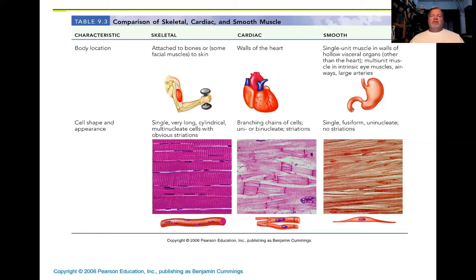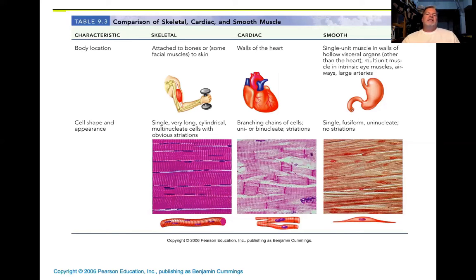Okay, muscle functions. I've already said that skeletal muscle is responsible for all locomotion. Cardiac muscle is responsible for moving blood through the body. Smooth muscle then helps maintain blood pressure and squeezes or propels substances through the organs.